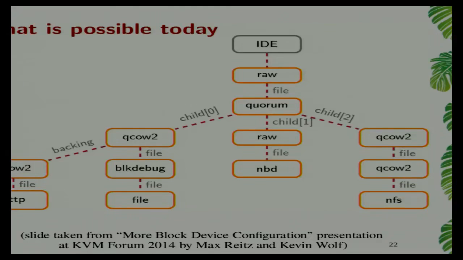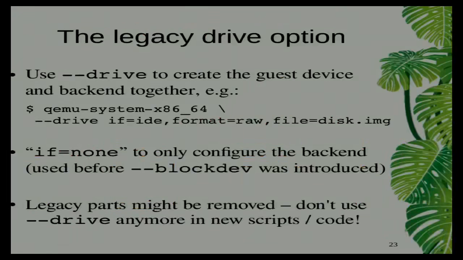Of course, block layer is complex, so there's also a legacy option, and this is -drive. And since -blockdev is still quite new, you see -drive still in a lot of examples in the internet. You can use -drive to configure both the guest hardware and the host backend in one line. For example, to set up an IDE drive, you would say -drive if for interface equals ide, format equals raw, could also be qcow2. In this case, just give a raw file, and then file equals file name on your host.